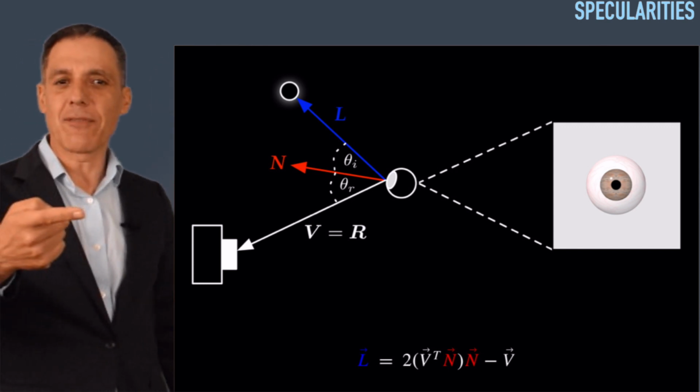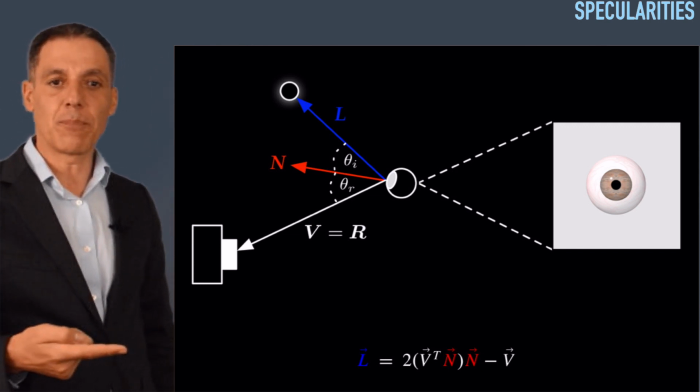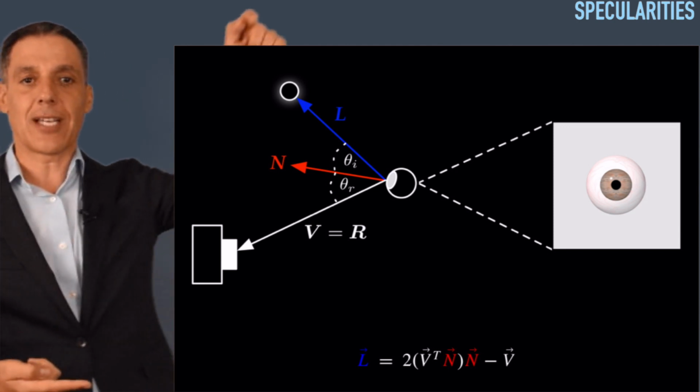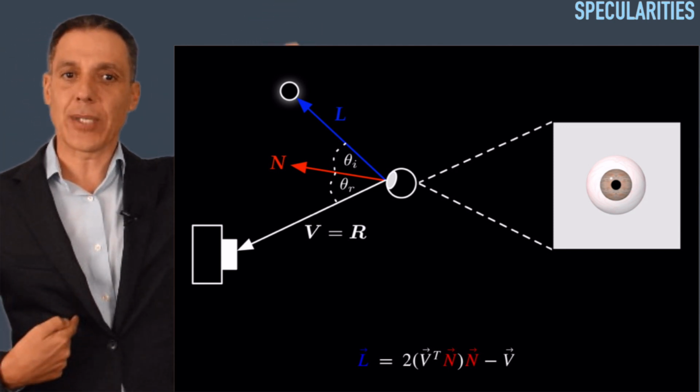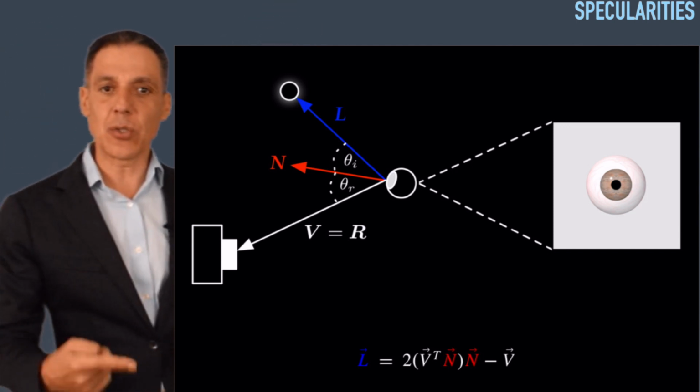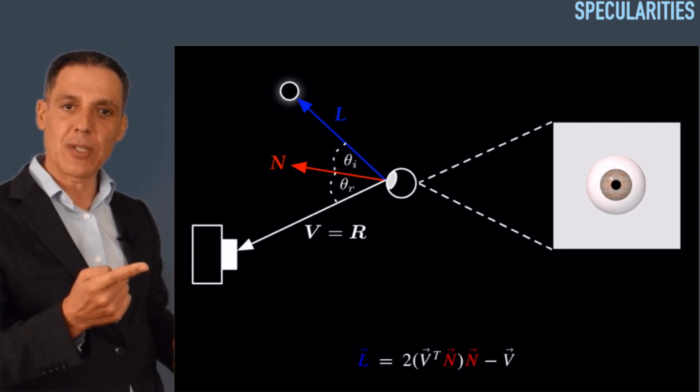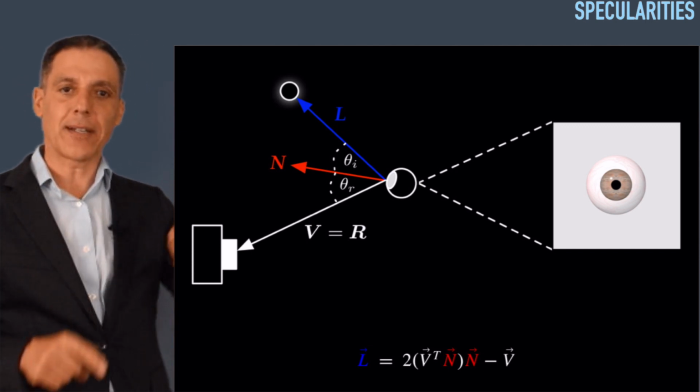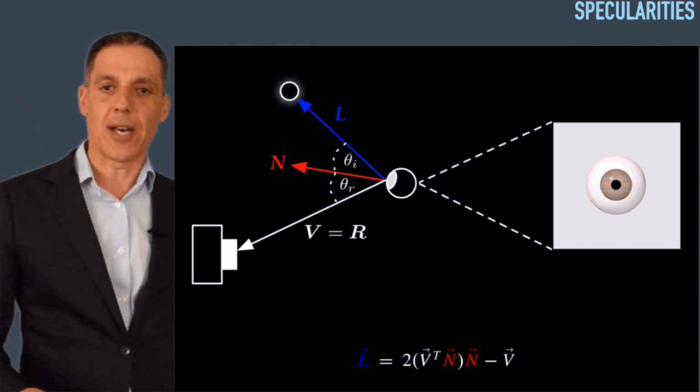Now, I won't derive this. It's a pretty simple algebraic derivation, but we can write this out algebraically: L, the light direction that we care about, is equal to 2 times the dot product between the v vector and the n vector, that quantity times the n vector, minus the v vector.